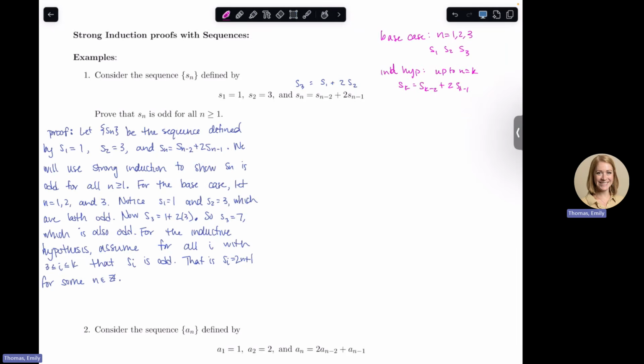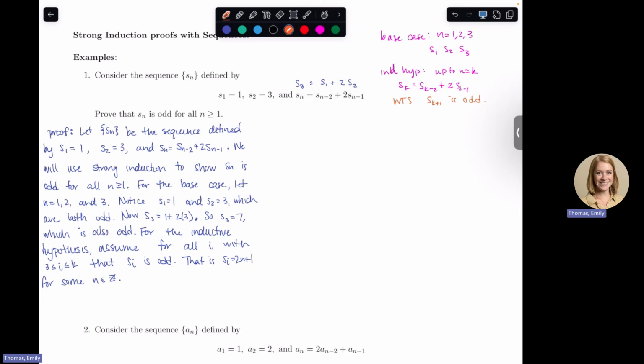Okay, so the thing that we want to show is that S sub K plus 1 is odd. Base case, N equals whatever you're starting with. Inductive hypothesis, N equals K. Proof, you want to show that it works when N is K plus 1. In this case, that's a subscript, so we're looking at S sub K plus 1. We want to show that that's odd.